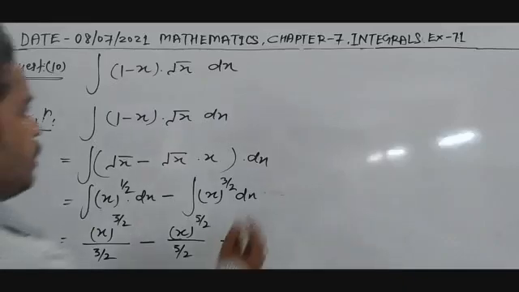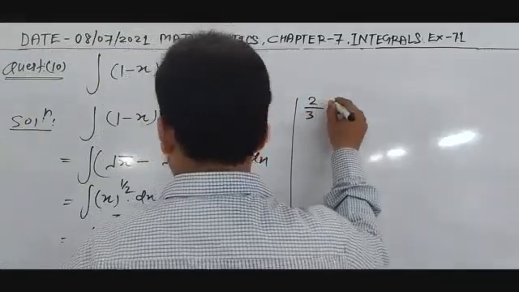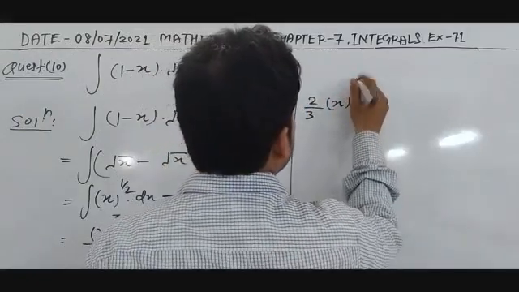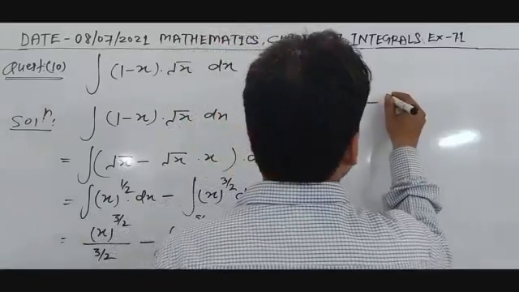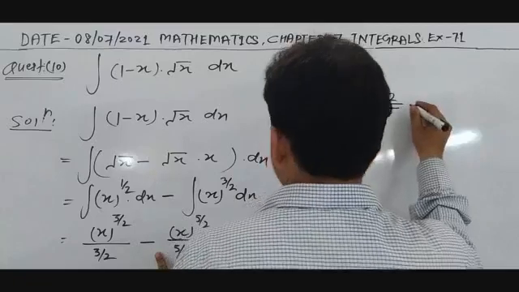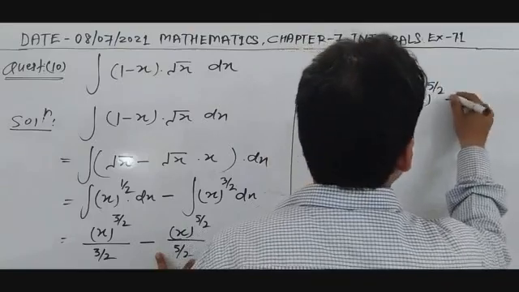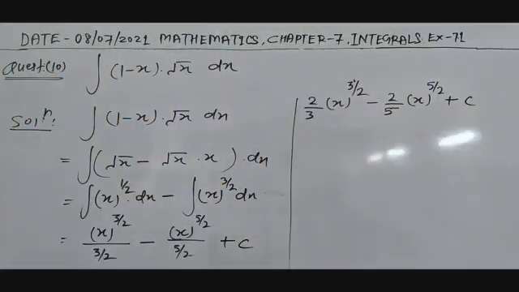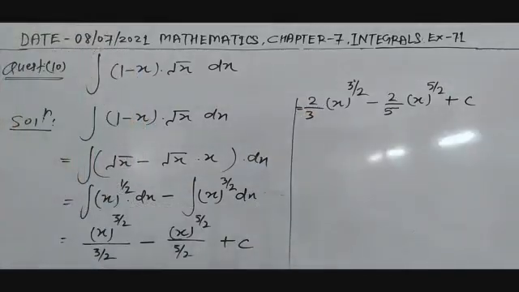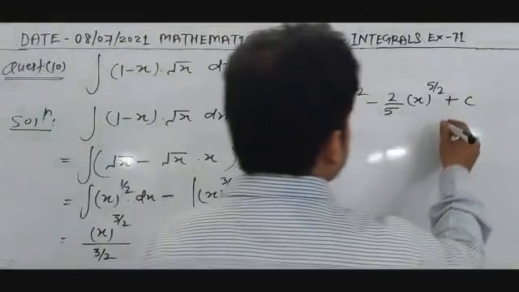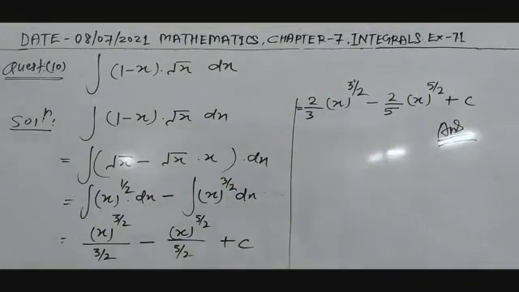So you can simplify. This one can be written as 2 by 3 x to the power 3 by 2 minus 2 by 5 x to the power 5 by 2, now plus c. So this is the answer. Now question number 10 is completed.